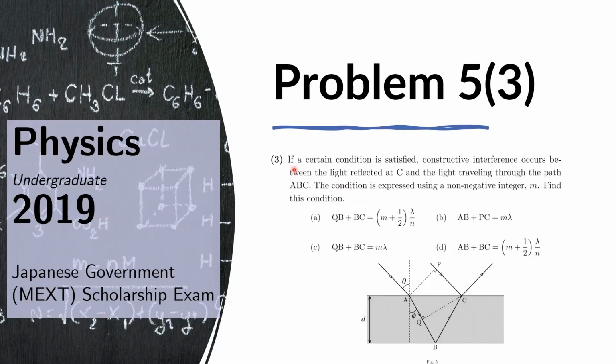The third problem goes, if a certain condition is satisfied, constructive interference occurs between the light reflected at C and the light traveling through the path ABC. The condition is expressed using a non-negative integer m. Find this condition.